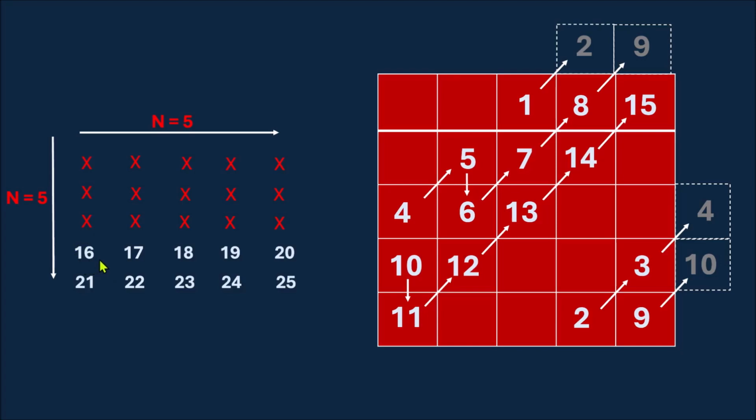Now let's consider 16. 16 mod 5 is just 1. Therefore, 16 should come here because 15 is the last number. Okay, 17. 17 is outside of the squares. Therefore, 17 should be moved to the opposite side.